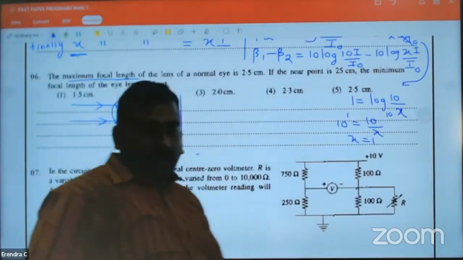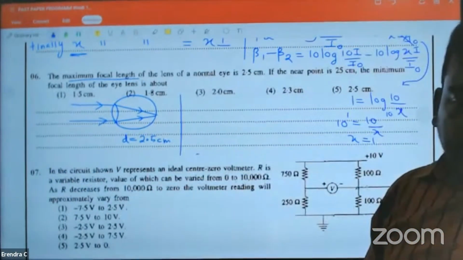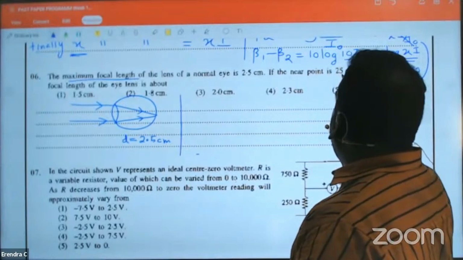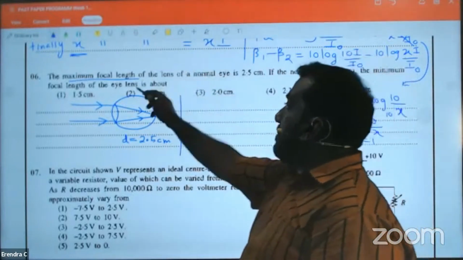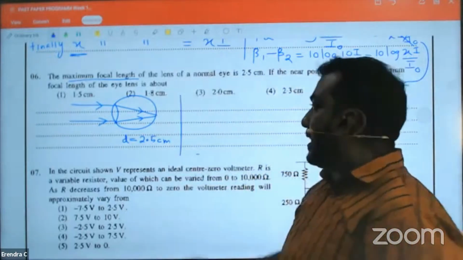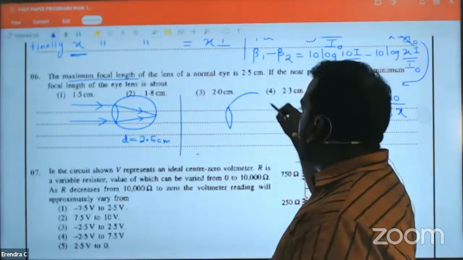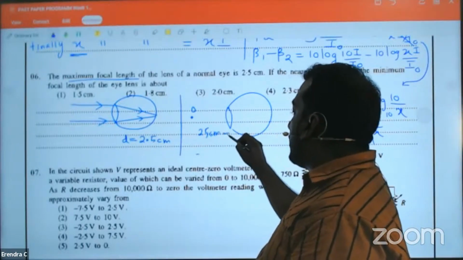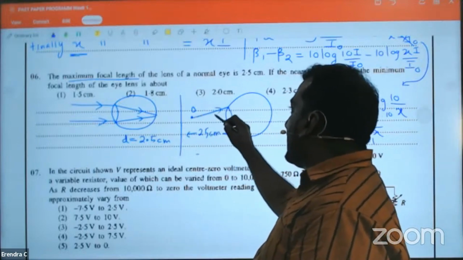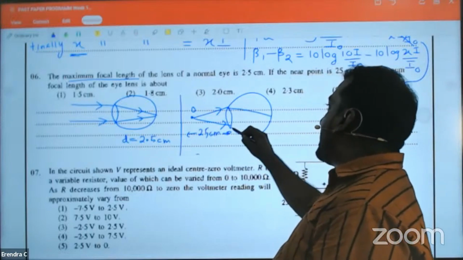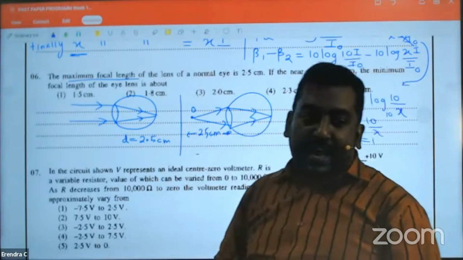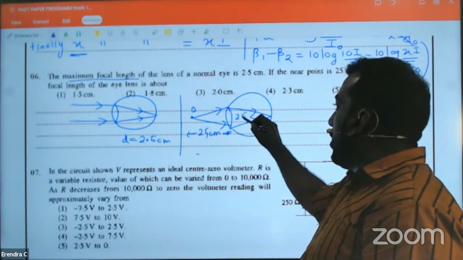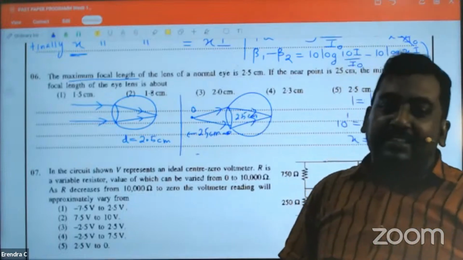Okay. Then what? If the near point is 25 centimeter, what will be the minimum focal length of the lens? Object is kept here at 25. What is happening? Light rays are coming. Where will it converge? It will converge on the retina. What is the distance to the image? Image is 2.5. Now you can apply the lens equation.